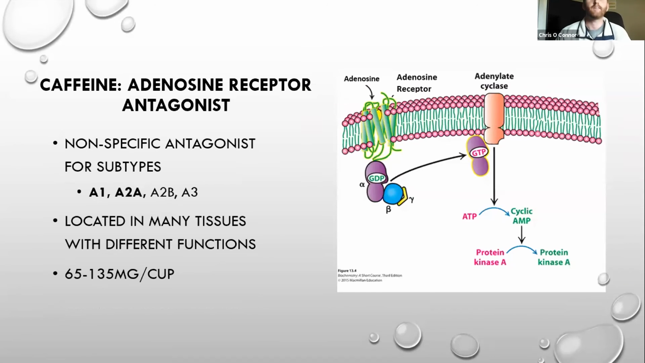So caffeine. Caffeine is probably the main reason why people drink coffee. We touched on this a little bit in class already. It's an adenosine receptor antagonist. There are 4 different subtypes in your body, and it binds non-specifically to each one of them. The most common ones that I came across in research were A1 and A2A. The adenosine receptor regulates cyclic AMP, and depending on which receptor is activated, it can either increase or decrease cyclic AMP. Adenosine receptors are located throughout your body, and they perform different functions, so depending on which receptor is activated, it's going to have a different effect. In general, caffeine content in coffee is about 65 to 135 milligrams per cup.